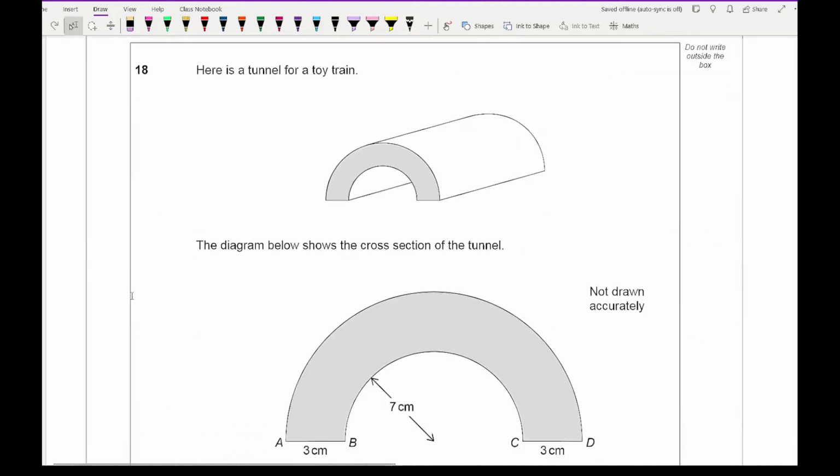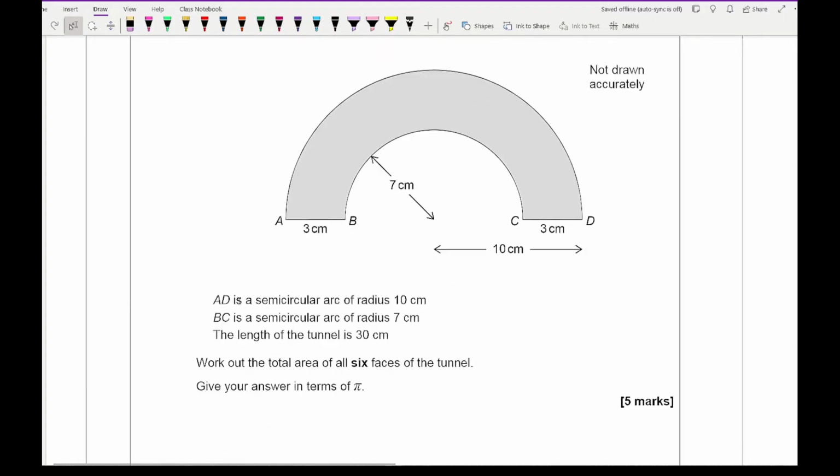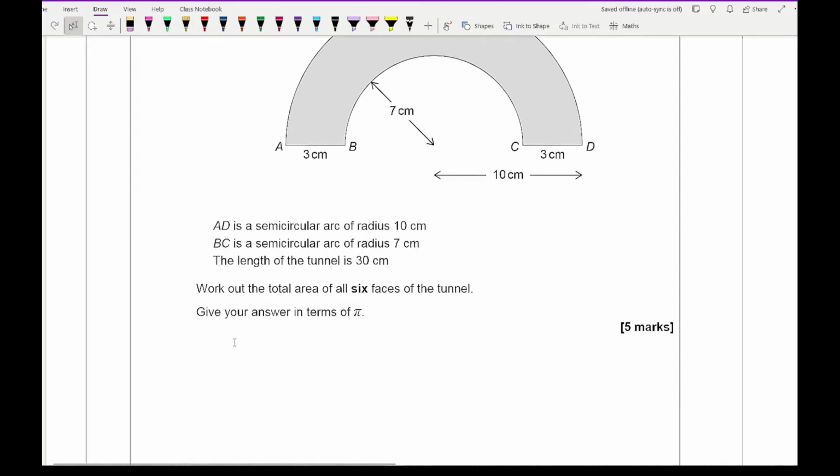Then for question 18, it says that here is a tunnel from a toy train. The diagram below shows the cross-section of the tunnel. It says that AD is a semicircle arc of radius 10, BC is a semicircle arc of radius 7. The length of the tunnel is 30 centimeters, and the question is asking us to work out the total area of all 6 faces of the tunnel. And it says give your answer in terms of pi.